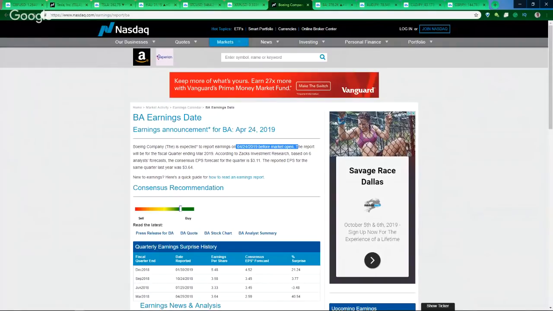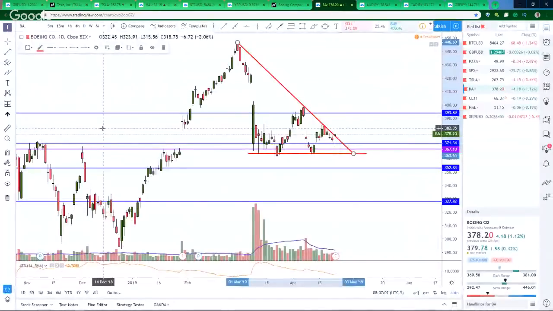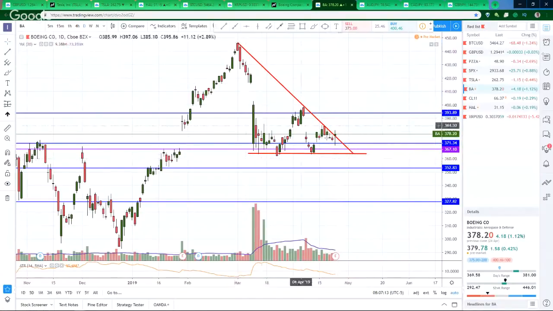You know, we'll just have to wait on that. But right now, it looks like there's been a lot of motion today. I guess this is the pre-market. It's making this descending triangle, but I think when the earnings come out, we'll know a little bit more.